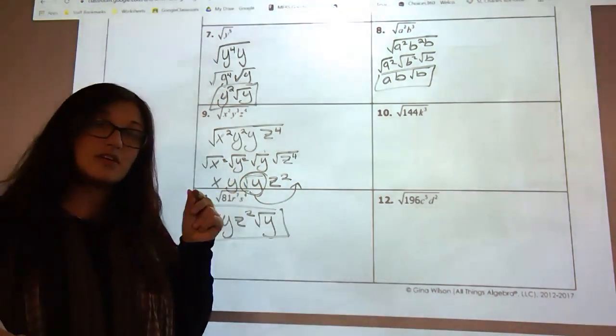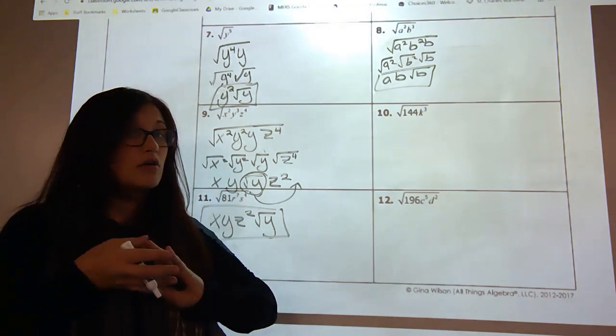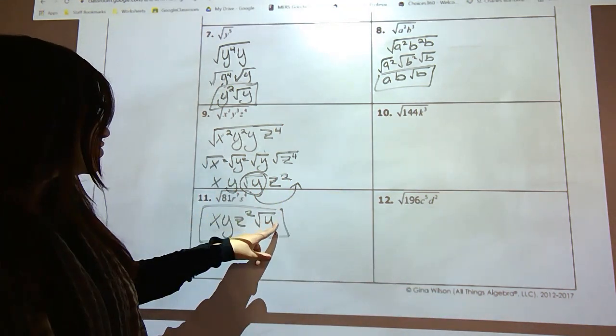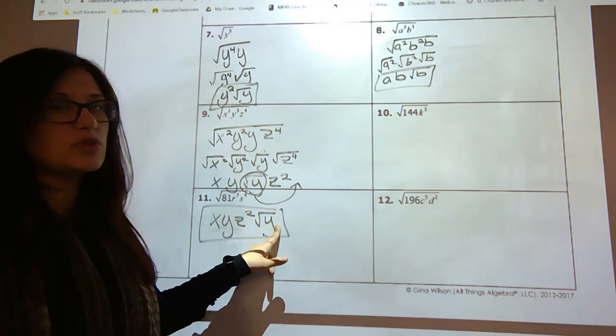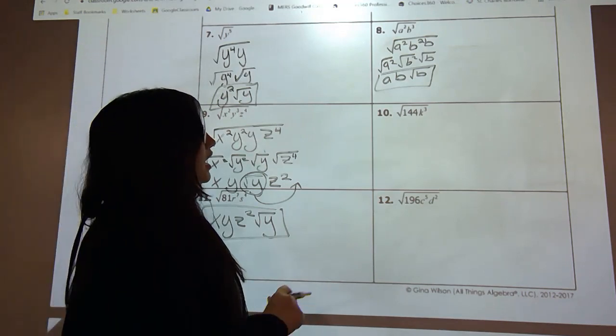Like I said, it's just communication. I don't want to accidentally confuse you, like, is that radical extending over the z or is it not? To alleviate that confusion, we always just put the radical at the end. Okay, all right, number 10.